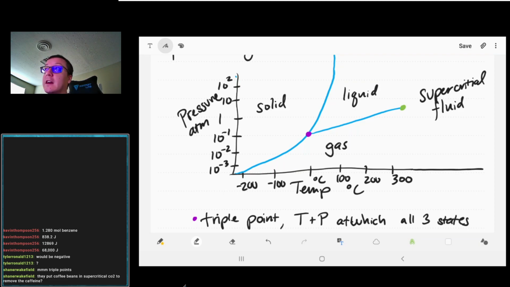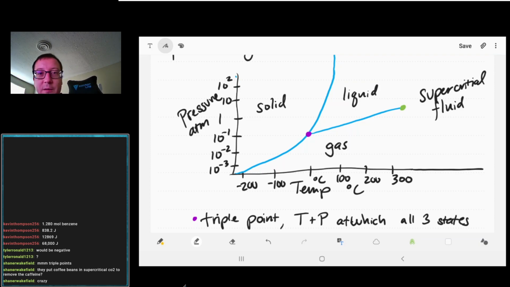Because it acts like a gas and a liquid, the gas-like behavior can permeate the coffee beans. And caffeine is a pretty non-polar molecule, so it will actually dissolve in that supercritical fluid. And then you can just extract the CO2 out, blow it out, and poof, you no longer have caffeine in there. Which is pretty awesome.